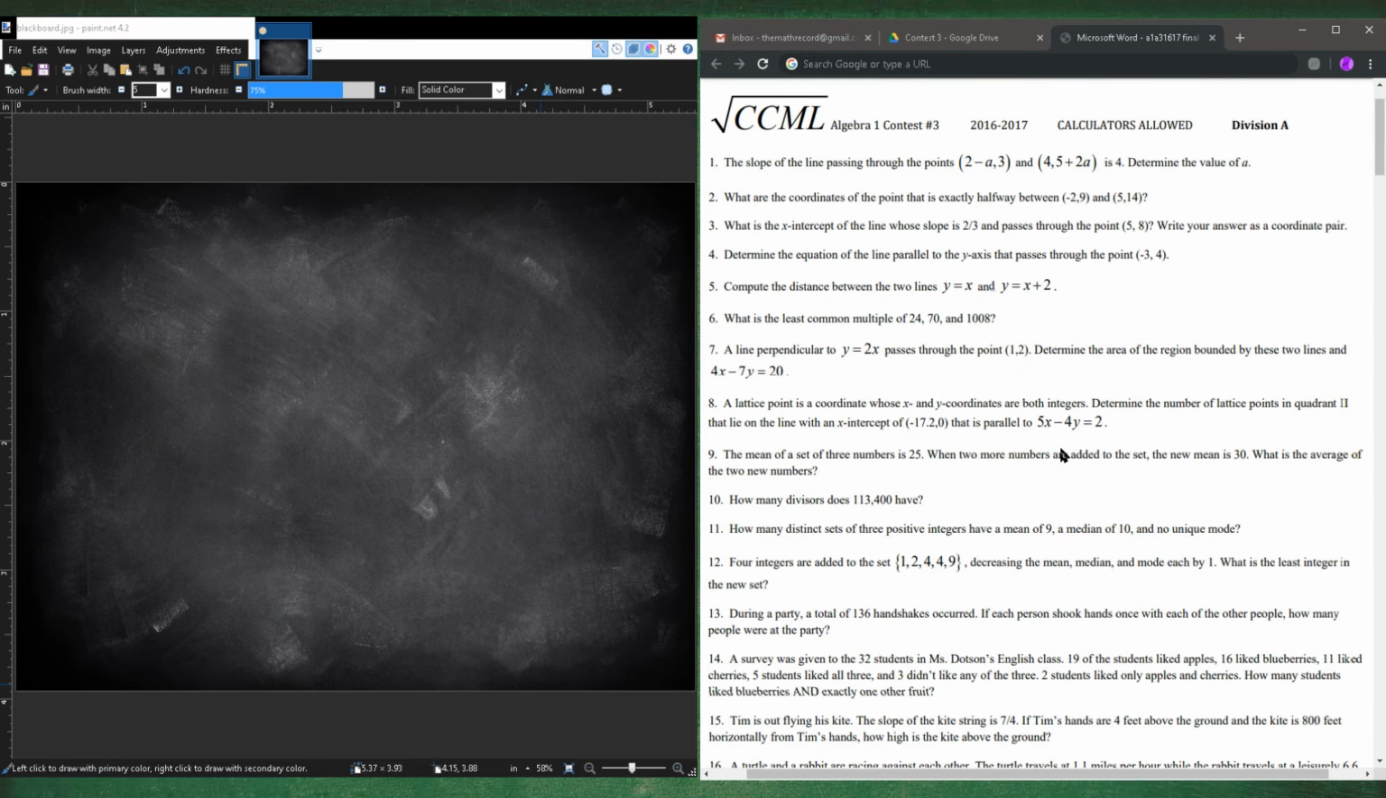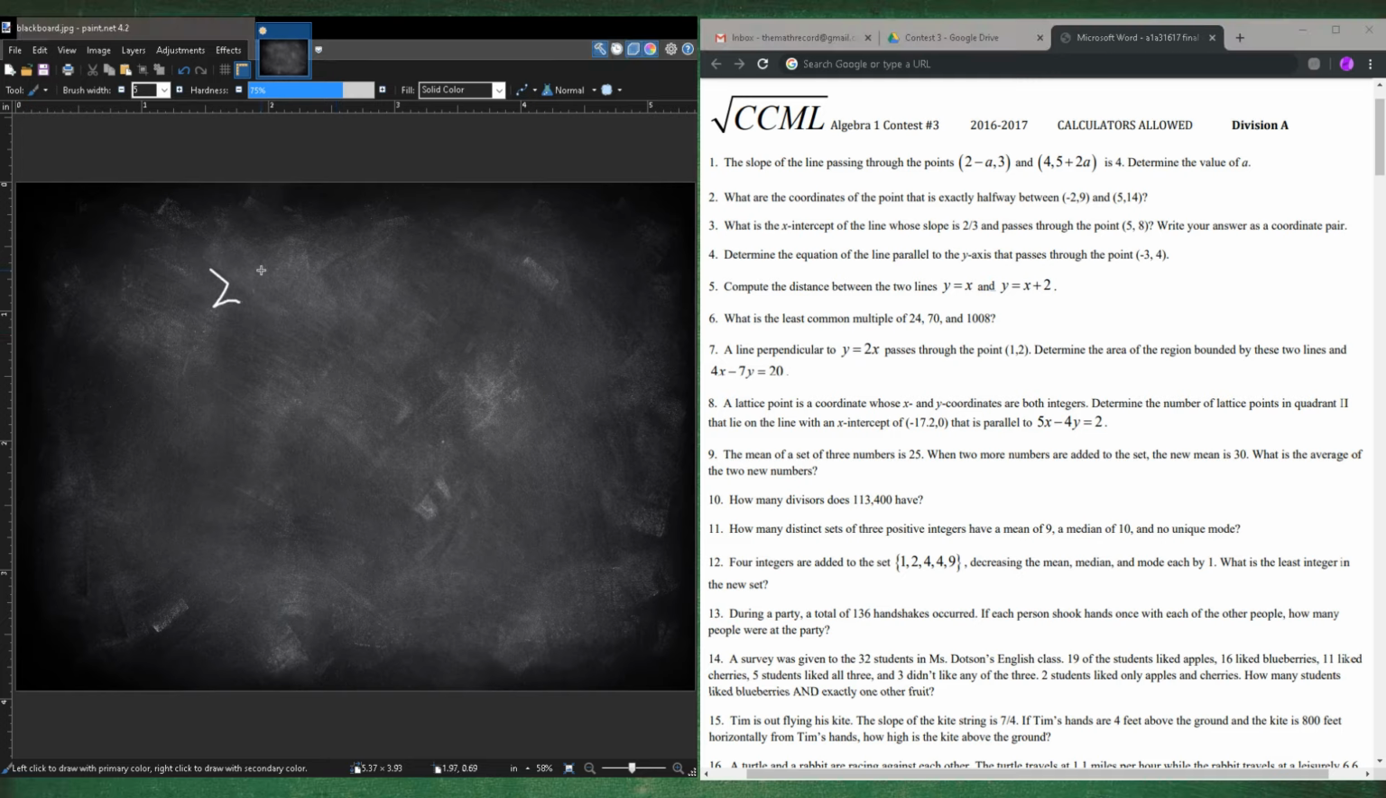Okay, question 6. What is the least common multiple of 24, 70, and 108? Since this is a calculator contest, I recommend you know where your calculator has the factor button. So you have a number, factor 24, you get 2 to the third times 3. Factor 70. You can also do this by hand, but just make sure you're not making any mistakes.